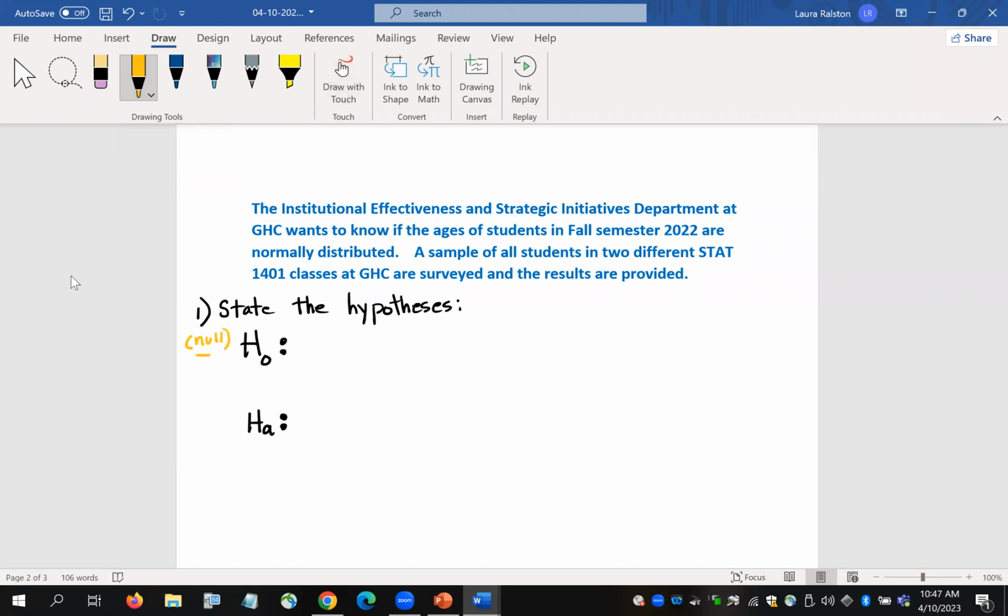The null must always contain equal in some form. H sub A is the alternative, and it cannot contain equal.